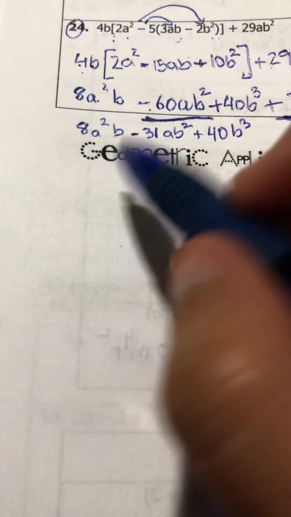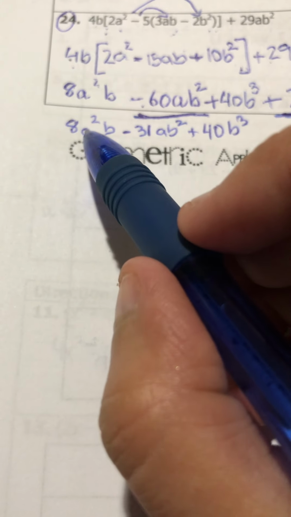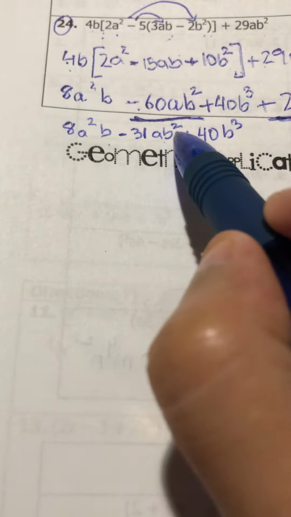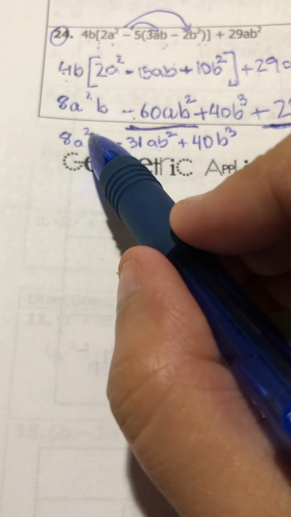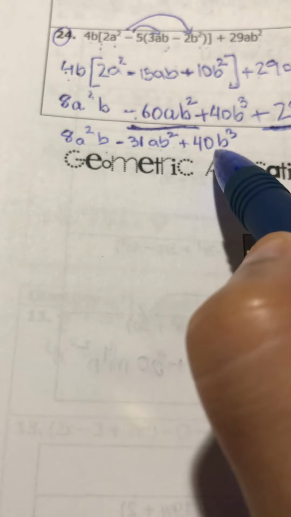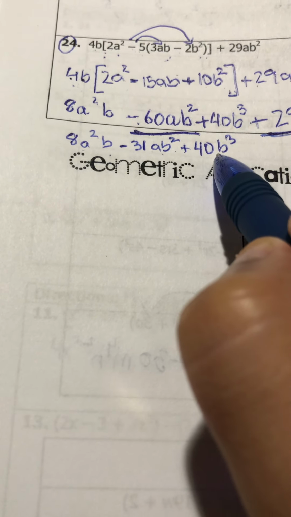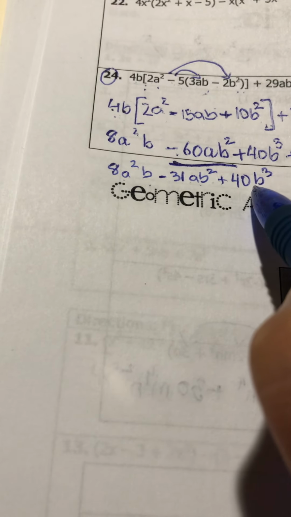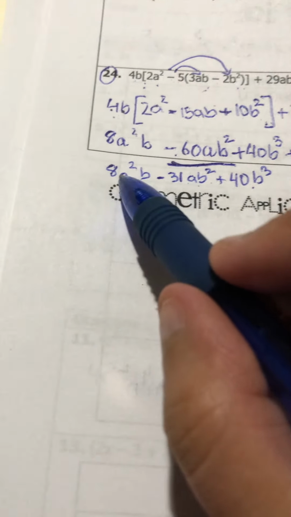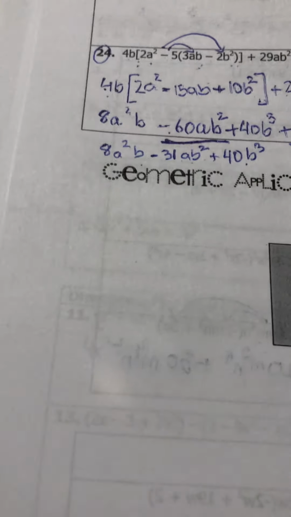40b cubed. Now they are already in standard form, because if I look at the alphabetical order, I have a b, a b, b. Here a is to the power of 2, here a is to the power of 1, and there is no a here. So you will go with the alphabetical order and then the highest exponent first. This is my final answer.